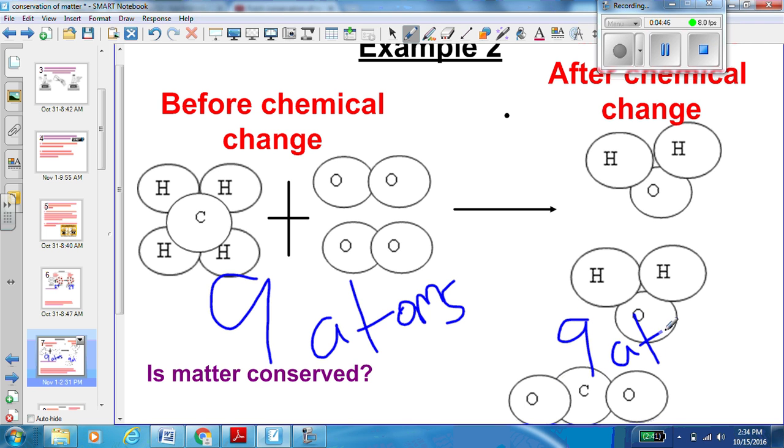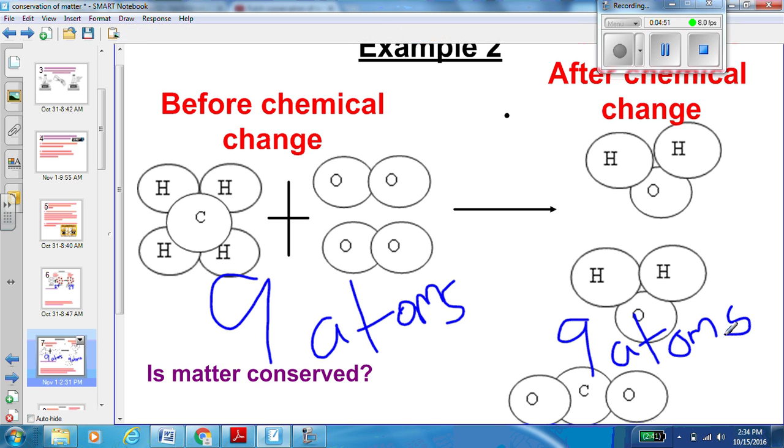And you can look and see that the atoms don't form the same types of molecules. But if you look, you can notice that you end up with the same type of atoms. I started over here with 4 hydrogen atoms, and over here I ended up with 4 hydrogen atoms. Those hydrogen atoms have rearranged themselves and made some new molecules, but it's still the same number of atoms.